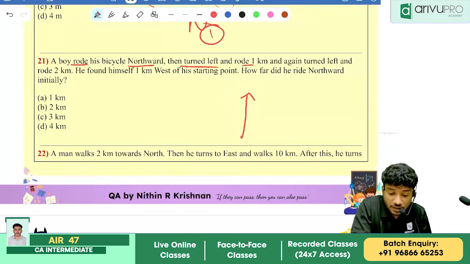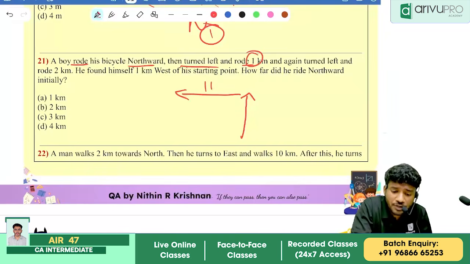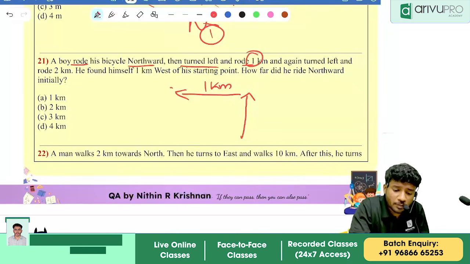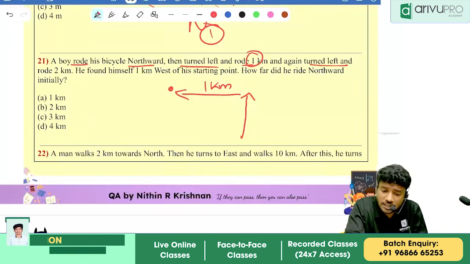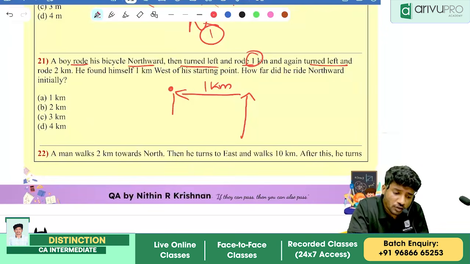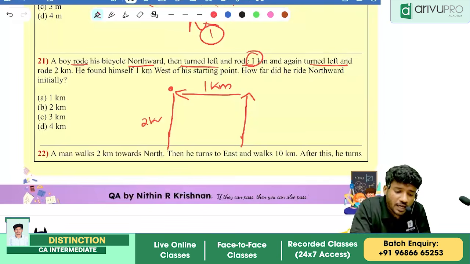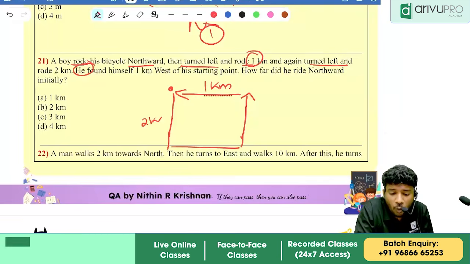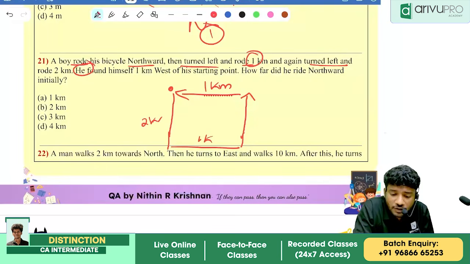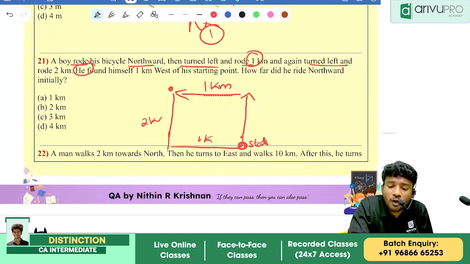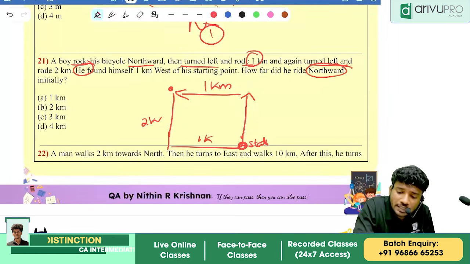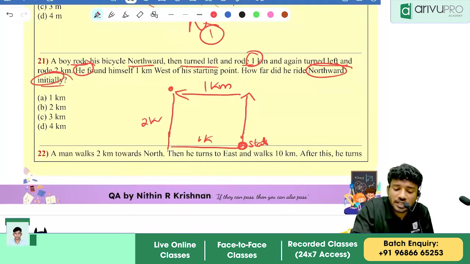Then turned left. After going there, he turned left and rode how many kilometers? 1 kilometer. Currently the boy is over here. Then again turned left. That means he is going in this direction, and rode 2 kilometers. And he found himself 1 kilometer away from the starting point. For example, this is the starting point. Now, how far did he ride northward initially is the question.